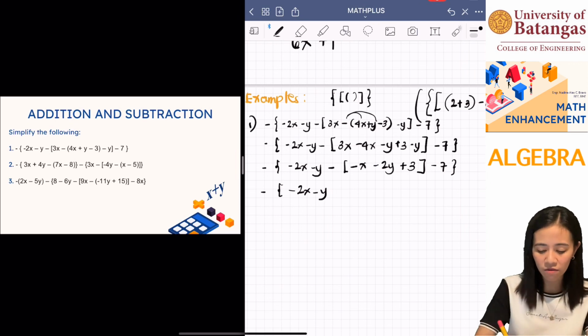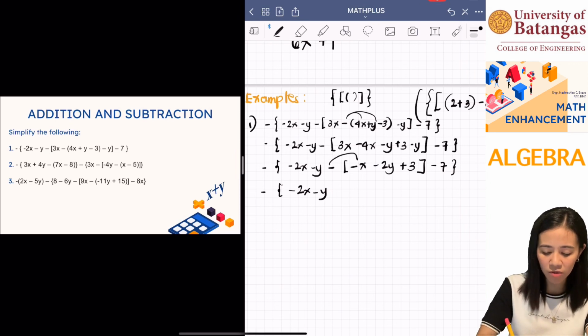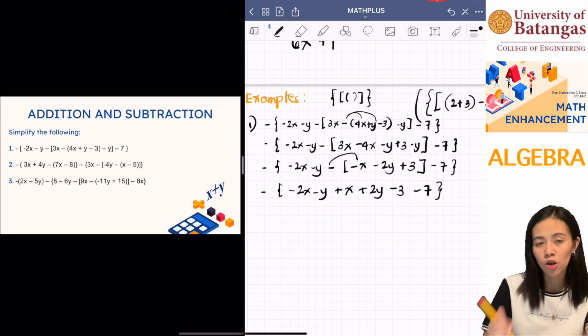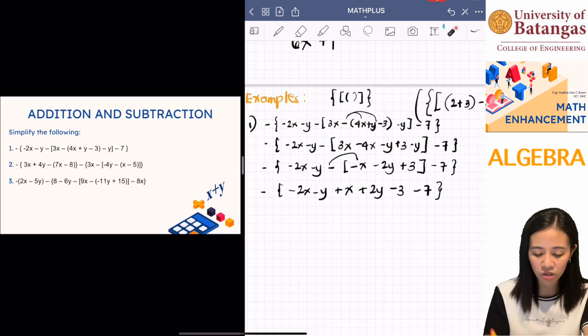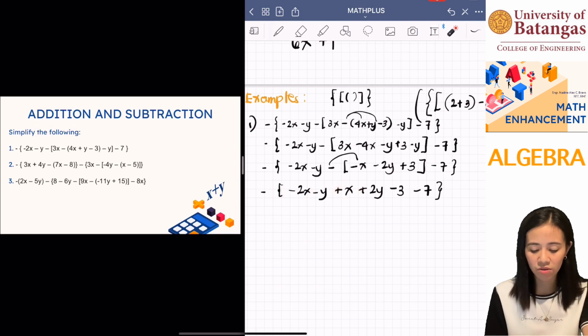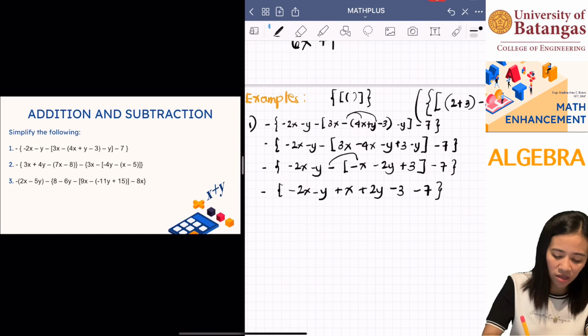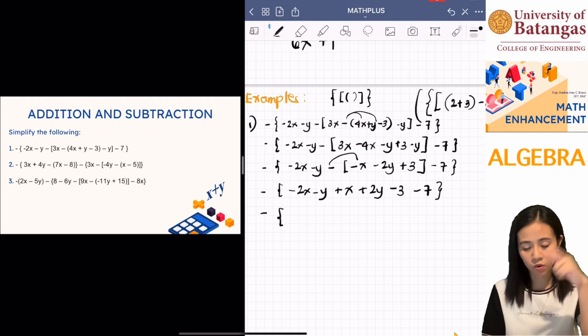So, negative. So, ito na to ha. Negative. So, you get positive x, positive 2y, and then negative 3, followed by minus 7. Close braces. And then yun, yung nasa loob na ng braces yung sisimplify natin. So, let's start with x. You have negative 2x plus x. So, that would be negative x. So, let's write that down as negative of the braces quantity.